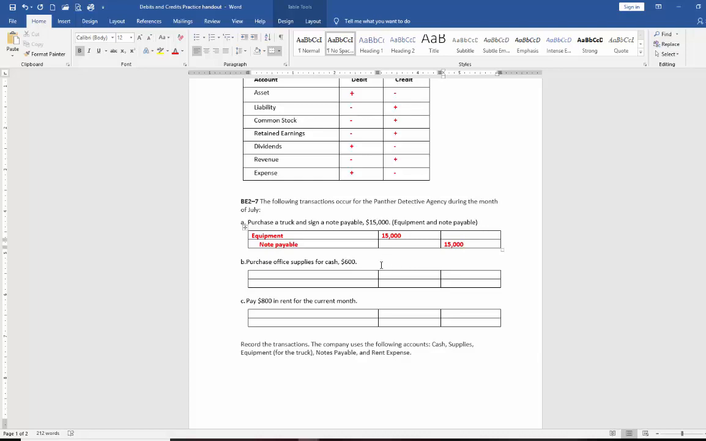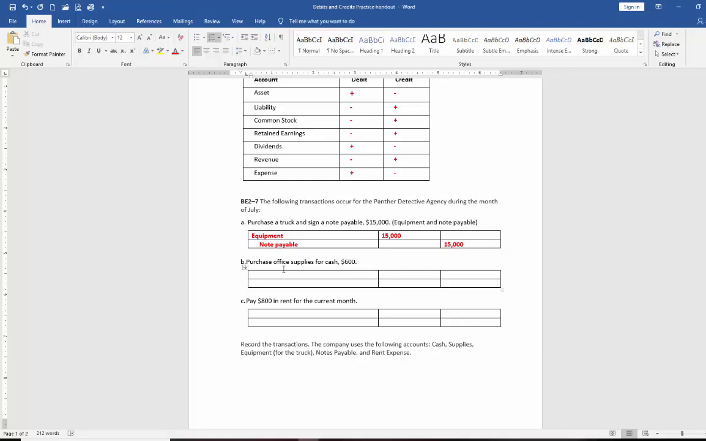Okay? All right. And if you're stuck, remember, there's always going to be, in this case, one debit and one credit. So if you know one of them, and you know the other account, then you can kind of back into the other one. But it is better to understand why you're debiting and why you're crediting.